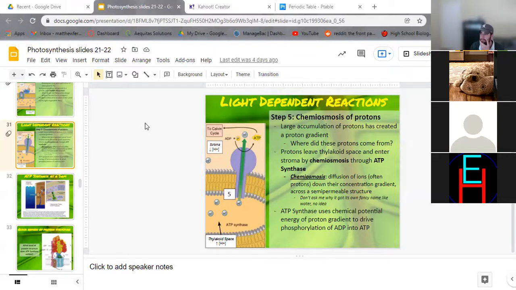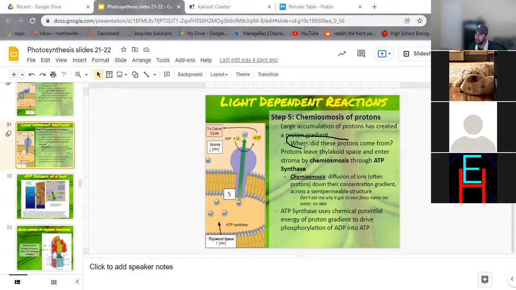So step 5, we call step 5 the chemiosmosis of protons. The past 4 steps, we've actually created a large number of hydrogen atoms, a large number of protons inside the thylakoid space here. And again, the thylakoid space is identifiable with having a large concentration of hydrogen ions, of protons, and the stroma is identifiable by having a low concentration of protons, of hydrogen ions.